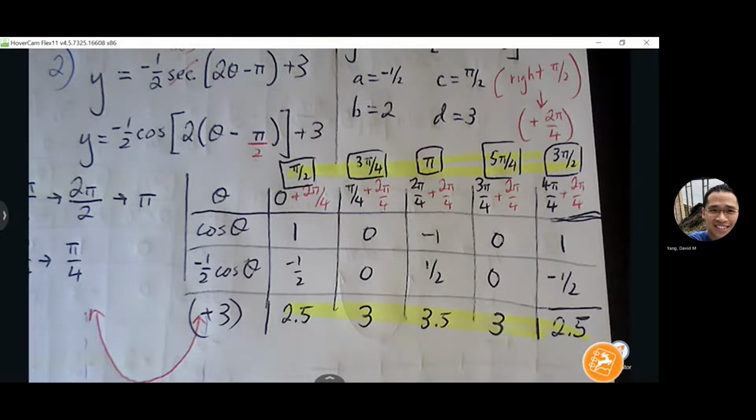Yes, that's right. It's a solid line, that looks like a little bit of a cosine graph.